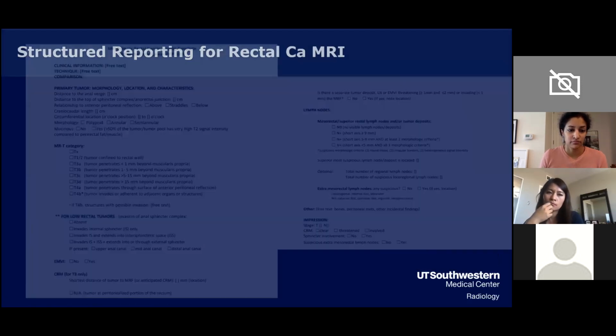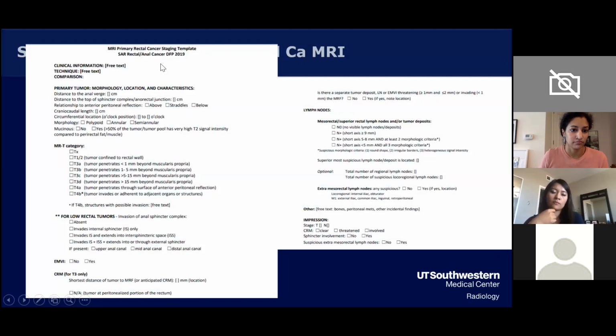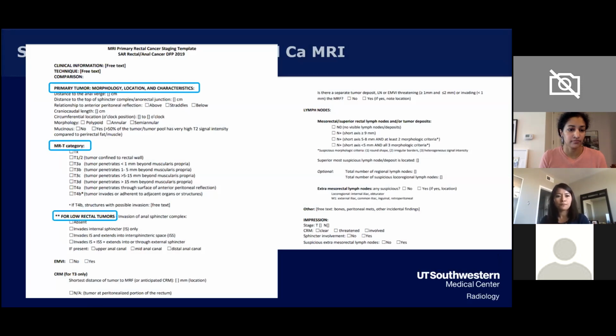Structured reporting. We've started using this SAR template recently, and I won't go through the details. This is available on the SAR DFP website, but basically, it divides the report into characteristics of the primary tumor. The T stage has a special section on low rectal tumors where it talks about involvement of the sphincters and what level of involvement. Lymphovascular invasion, the CRM, a section on lymph nodes, and then the impression kind of puts it all together.